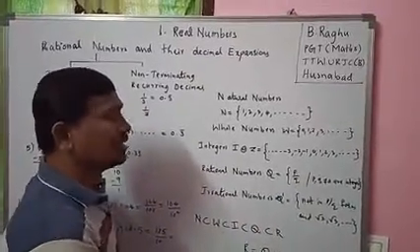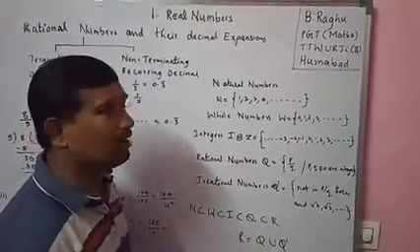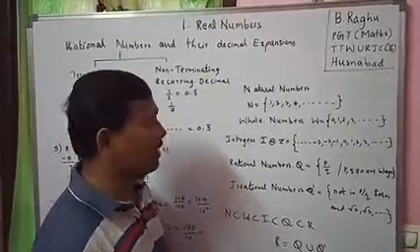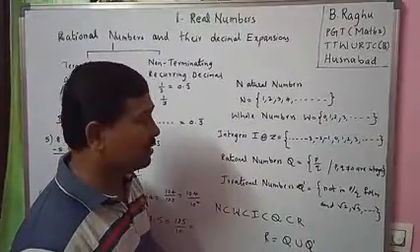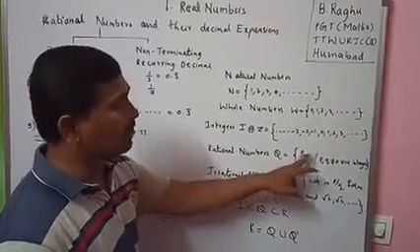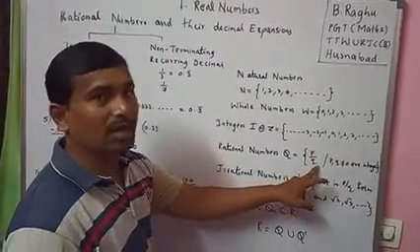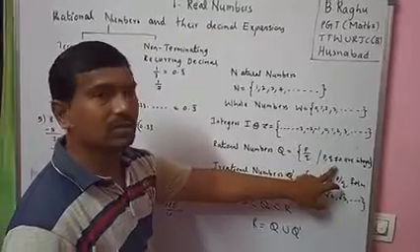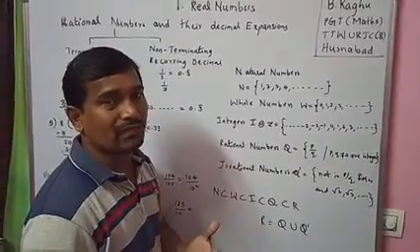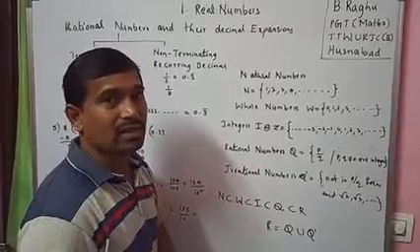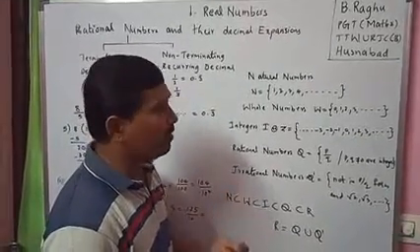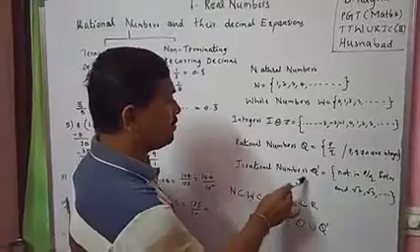Now the numbers in fraction form or ratio form are called rational numbers. The rational number set is denoted by Q. The numbers in the form p by q, where p, q are integers and q is not equal to 0, are called rational numbers. 2 by 3, 5 by 7, 1 by 3, 1 by 7, 8 by 3. Those are rational numbers. Now we have another set, irrational numbers.